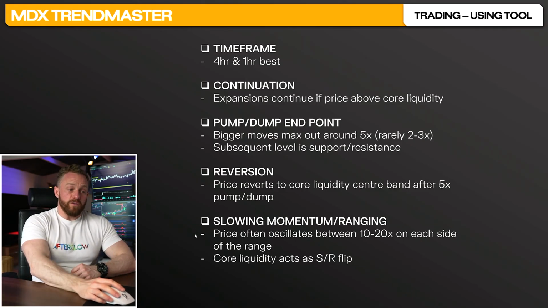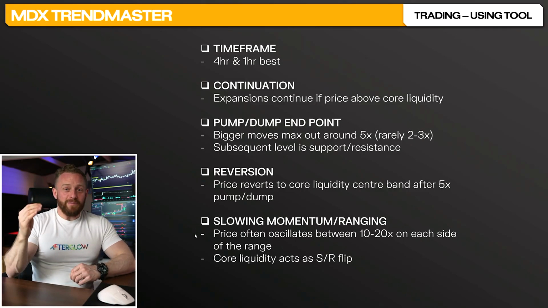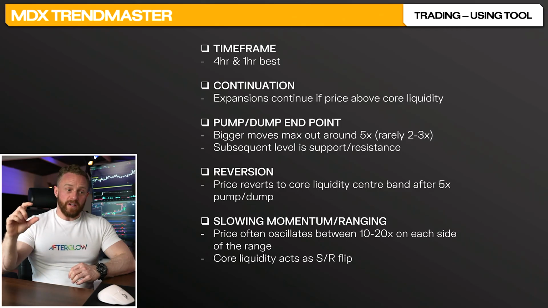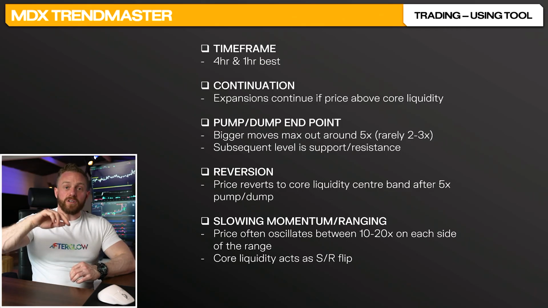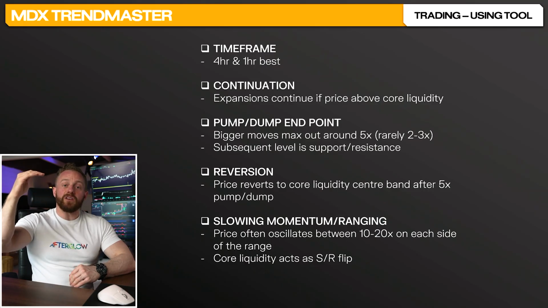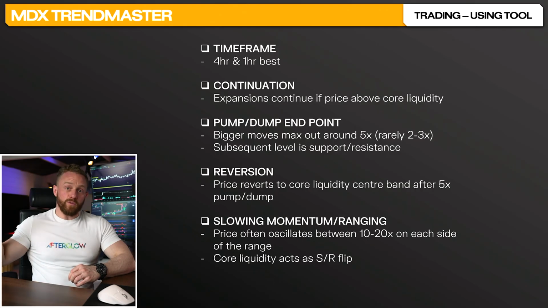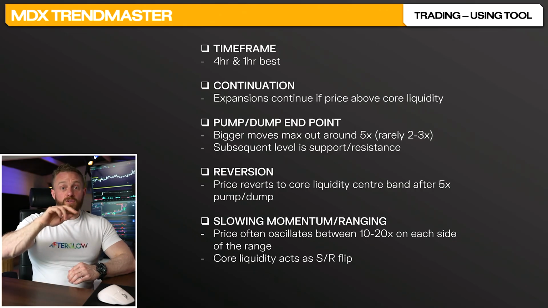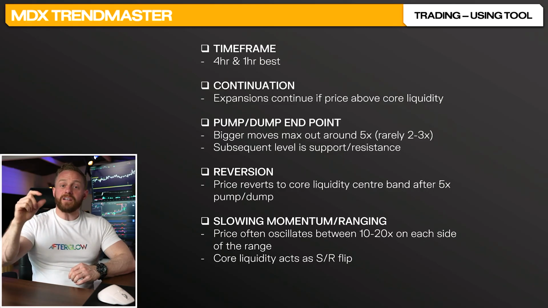And then last of all, when it's come back into the middle, price will often then shift into ranging price action, and you'll often see price oscillating in the range between the 10x and 20x points on the band, sometimes for several weeks, where during that ranging period, the core liquidity will act as an SR flip as it ranges up and down.